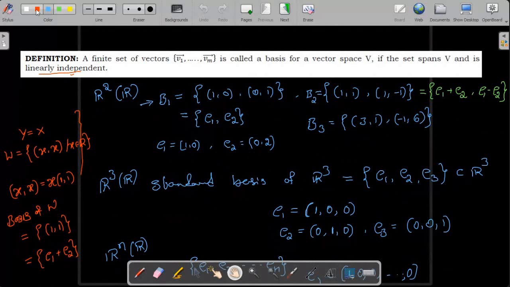Now we have taken the definition of basis of a vector space, right? And of course, I told you I'll tell what is the importance of this set of all real numbers, the importance of these scalars, right?